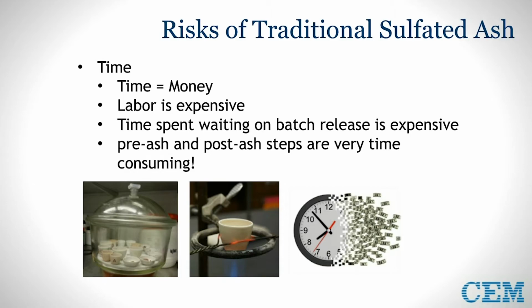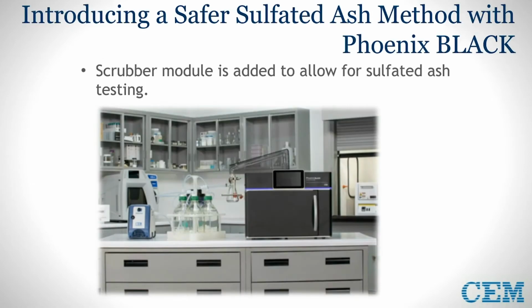Now that we have covered the traditional way of performing sulfated ash and the risks associated with that test, I'd like to introduce a more automated approach that employs active ventilation and a scrubber system that allows the pre-char step to be performed inside the muffle furnace. The scrubber system captures acid vapors and neutralizes them, shown here on the left of CEM's Phönix Black muffle furnace.